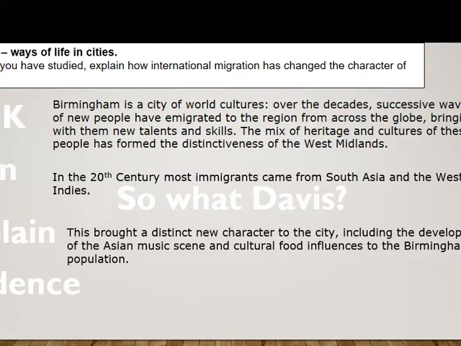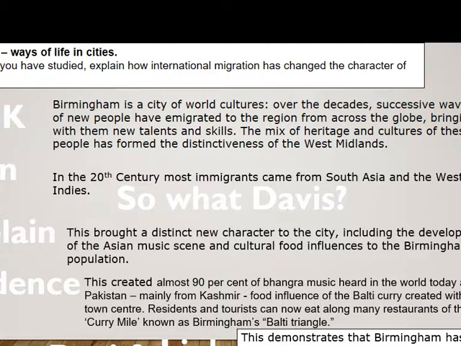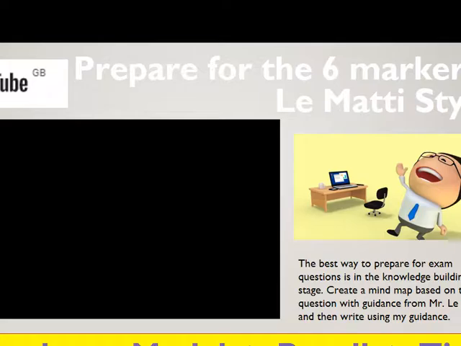And then I am going to evidence it by throwing in my 90%, my Bhangra music, my Pakistan and Kashmir food influences, and the Balti triangle, which is my evidence from my brain dump. My final point is going to be my link, which I'm then going to take back to the question and reiterate that I have cultural influence and food in the first wave of migration.